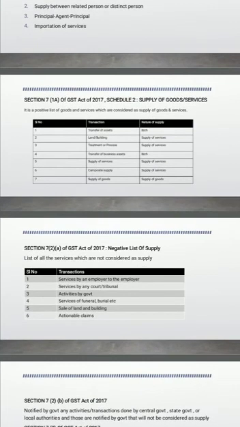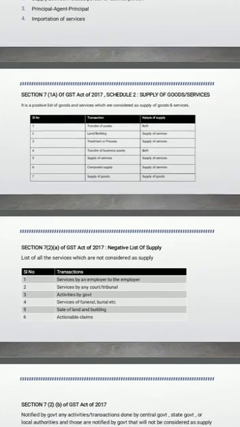Section 7 subsection 1A of GST Act of 2017. In this, they have mentioned Schedule 2. Schedule 2 is all about the supply of the goods and services. Schedule 2 has given a positive list of the goods and services in which it has clearly mentioned what are the goods which are considered as a supply, what are the services which are mentioned as a supply. Now let us see one by one.